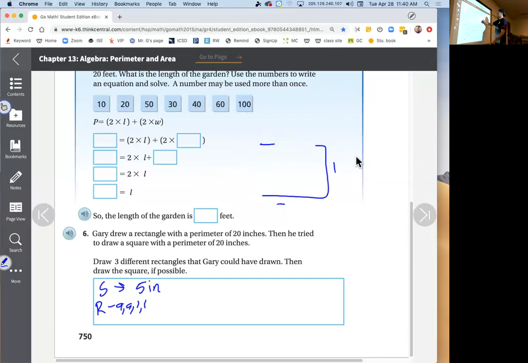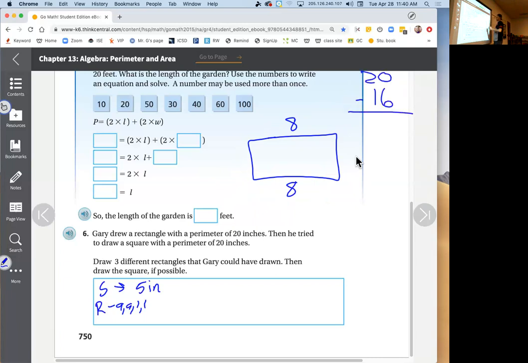All right, let's find another way. Let's just randomly pick another number. Let's pick 8. If that one's 8, and then this one's 8, what is 8 plus 8? 8 plus 8 is 16. So if I've got to get to 20 and I subtract that, what is that? That's 4. If I take 4, can I divide that into 2 parts? I can. What's on each side? We've got 2 over here and 2 over here. So we've got another one, which is an 8, an 8, a 2, and a 2.